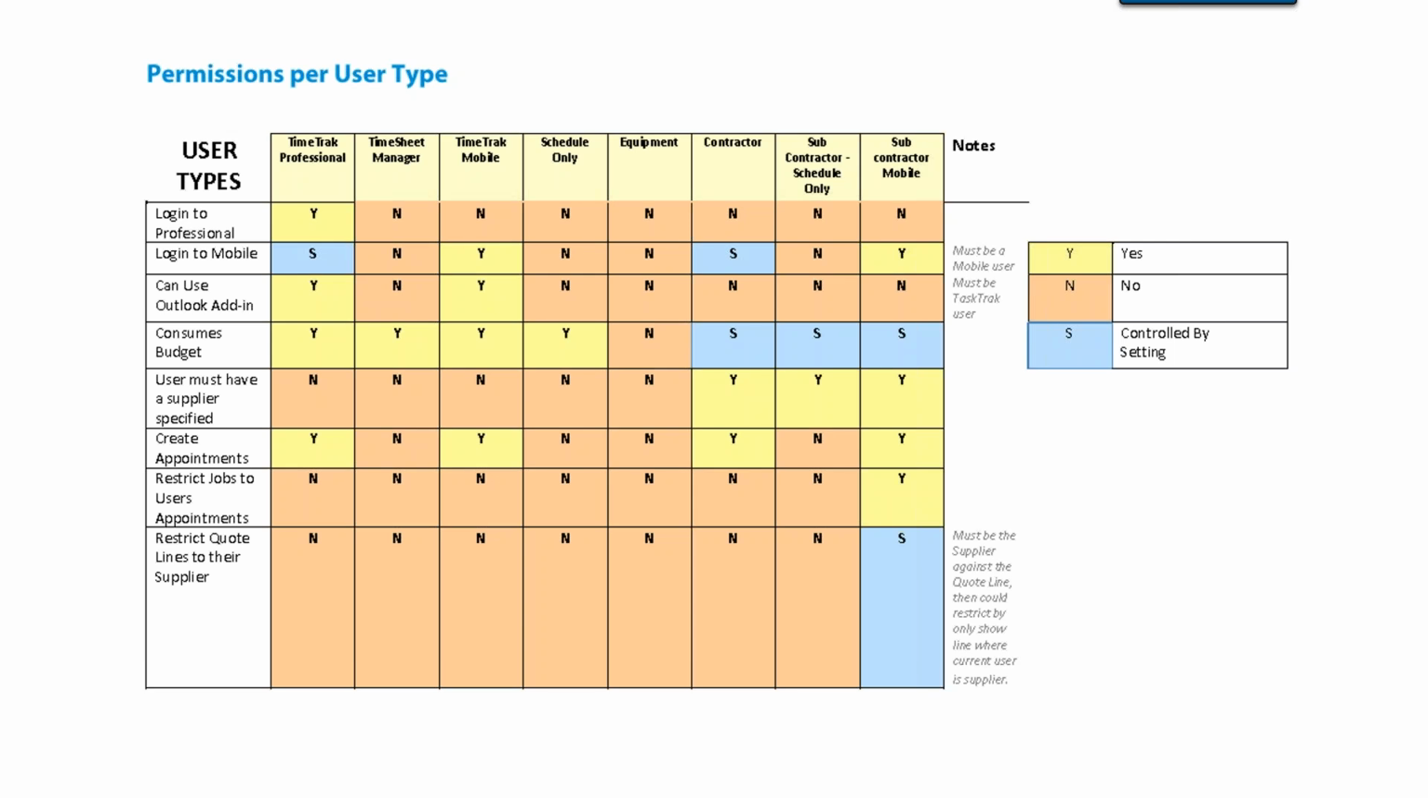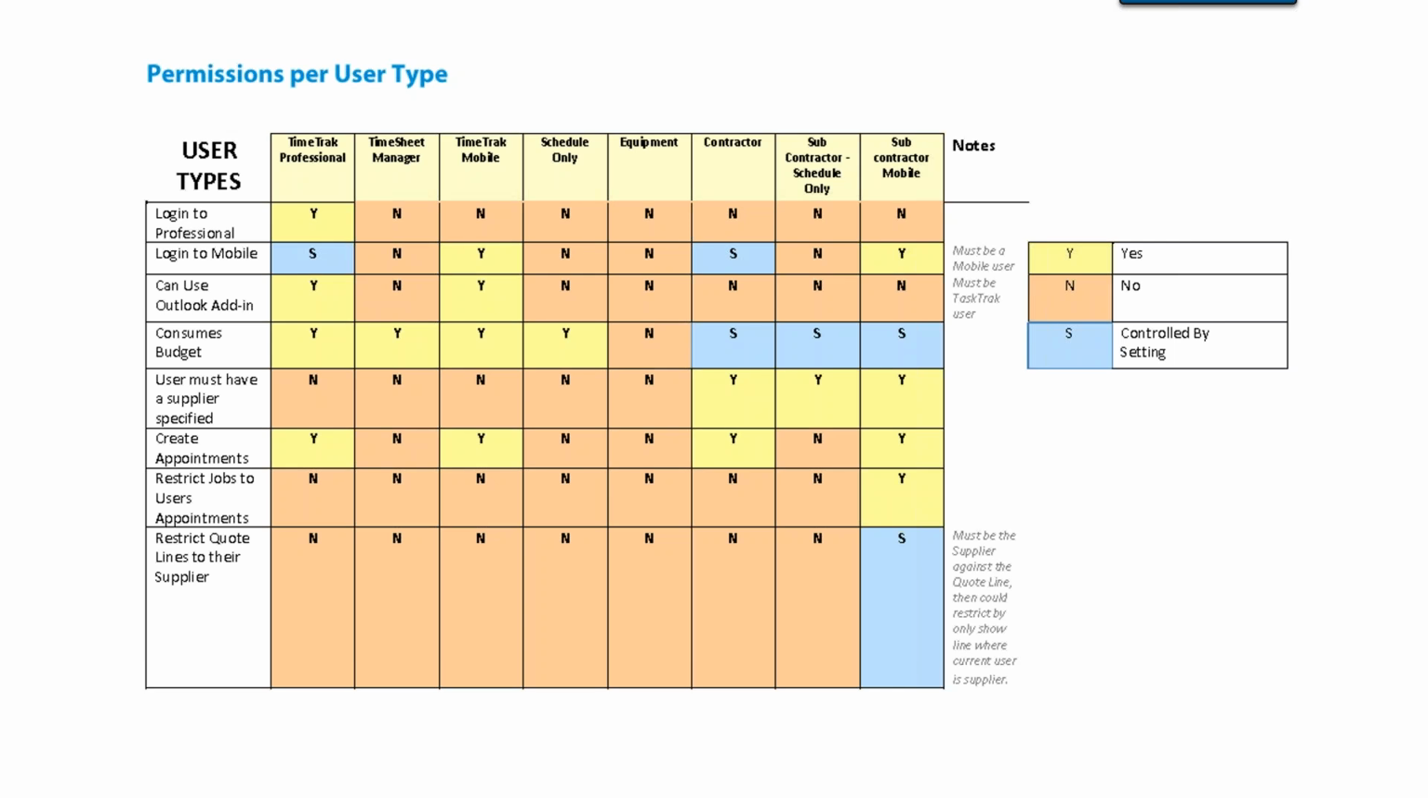But your subcontractors would not be on your payroll, and you may not want them in TimeTrak anywhere. You may just wish to schedule them. And when you create an appointment against your contractor, subcontractor, or subcontractor schedule only, it creates a purchase order against the job for that supplier so that you can track what you've been booking in. So that's fantastic if you really do have contractors.